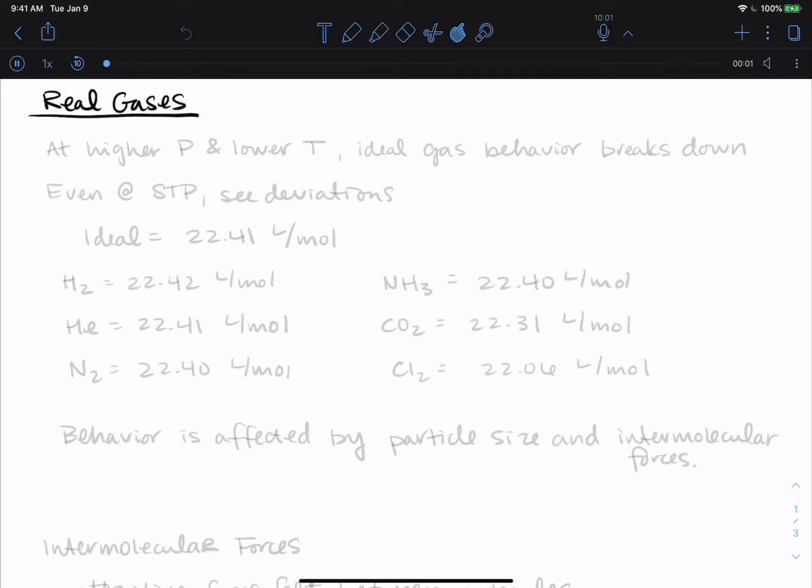So in this video, we're going to talk about real gases. This is what happens when gases don't behave ideally. The conditions under which you might see this would be things like higher pressure and lower temperature, right? Because our ideal gas conditions were low pressure and high temperature. So now we're at high pressure, low temperature. The ideal gas behavior can break down.